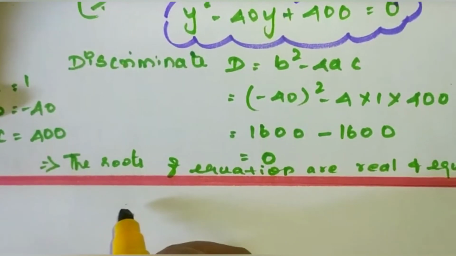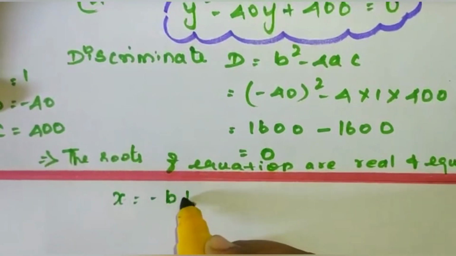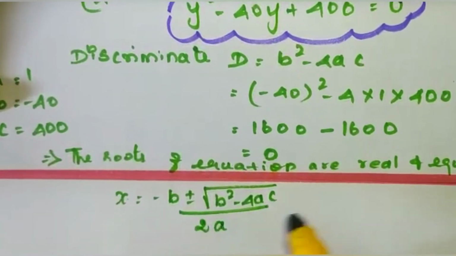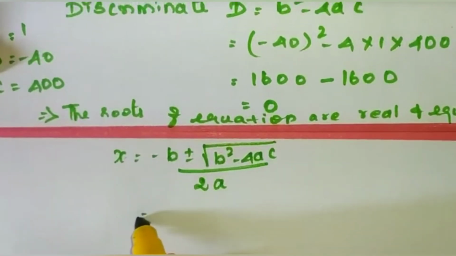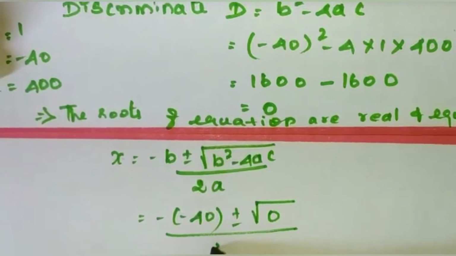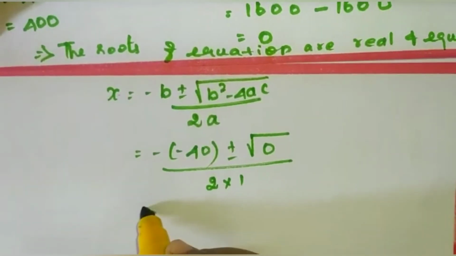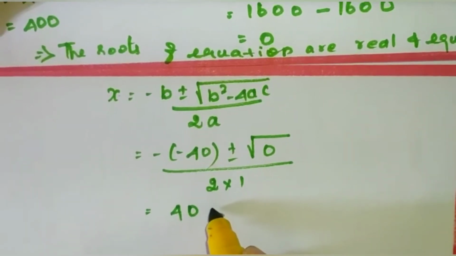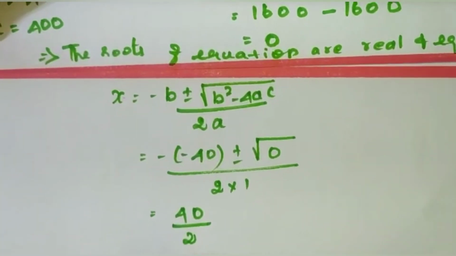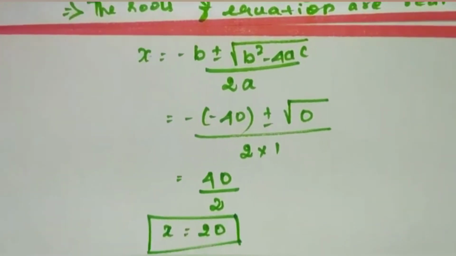By using the quadratic formula, I am going to find the value of length and breadth. x is equal to minus b plus or minus root of b square minus 4ac divided by 2a. This is the quadratic formula. What is the value of b? Minus of minus 40 plus or minus root 0, divided by 2 into 1. Then the plus or minus root 0 part is equal to 0, so I am not going to write that one. 2y is equal to 40, so the value is 20.